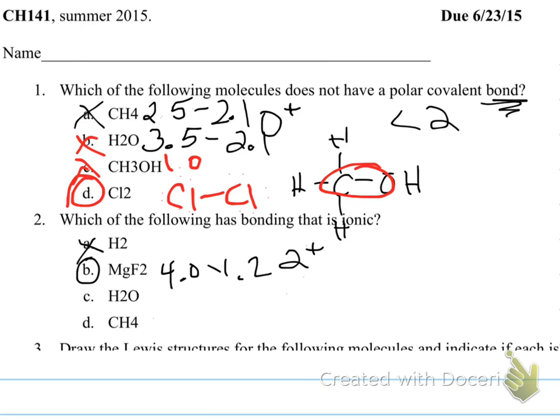We already just did water. The difference between hydrogen and oxygen was 3.5 minus 2.1, so it's 1.4. And we just did CH4, so those are definitely not it. So B.